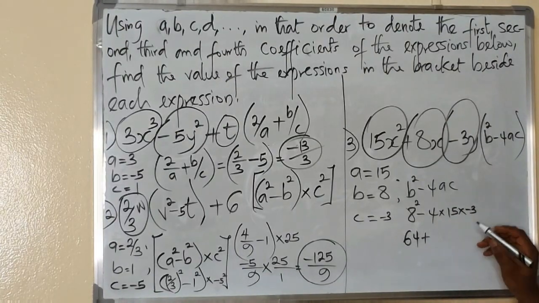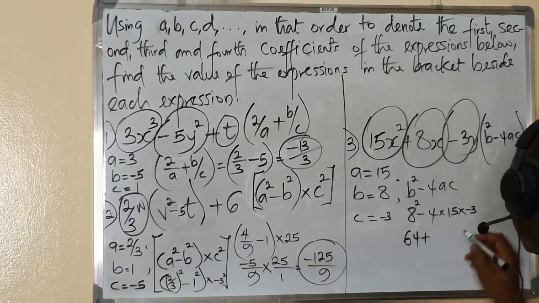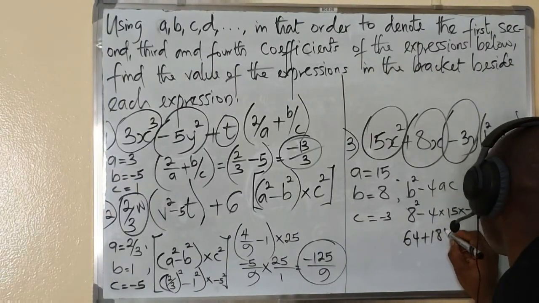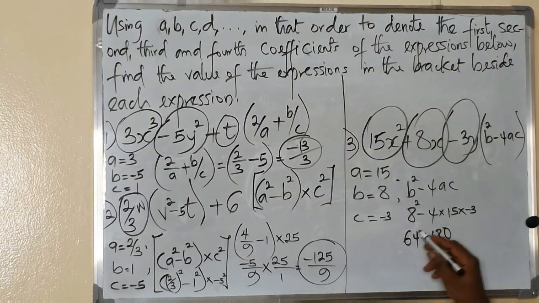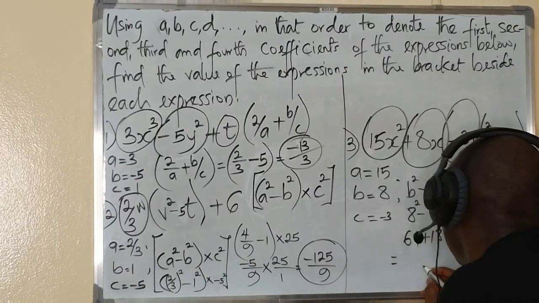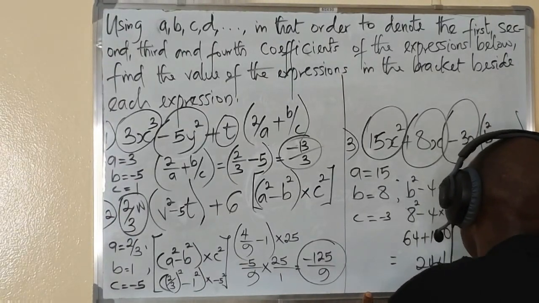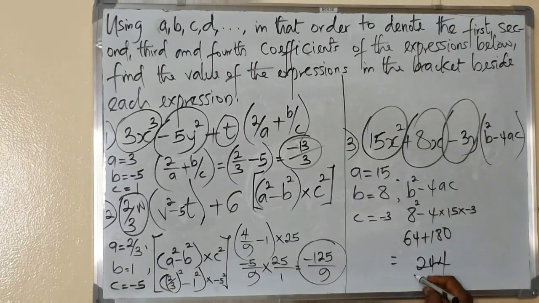First, 4 times 15 will give us 60. So 60 times 3 is going to give us 180. Therefore, 64 add 180, this is going to give us a total of 244. 244 becomes our answer for this last question.